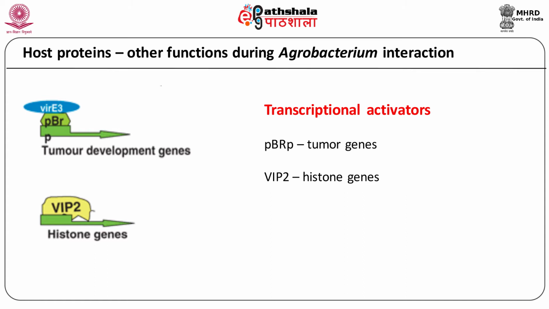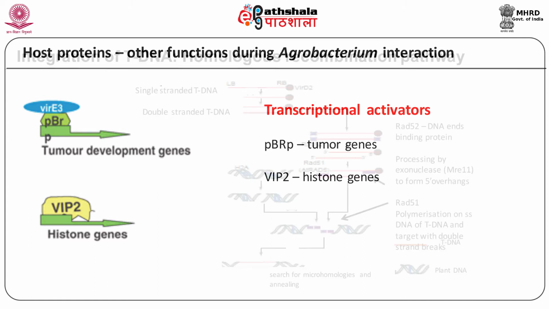Besides VIP1, the plant proteins VIP2 and PBRP also play a role in Agrobacterium plant interactions. PBRP is a plant-specific transcriptional activator that binds to VirE3 in the nucleus and regulates genes involved in expression of the tumor phenotype in response to Agrobacterium infection. VIP2, which is brought into the nucleus by the VirE2 tDNA complex, is a transcriptional activator of histone genes and is required during chromatin formation involving the integrated tDNA.